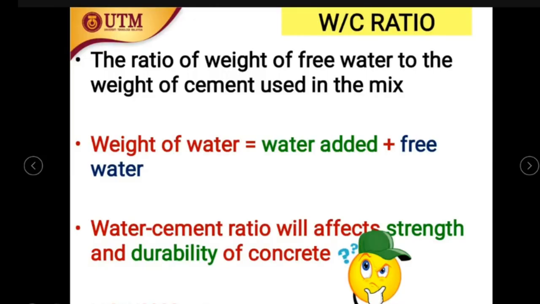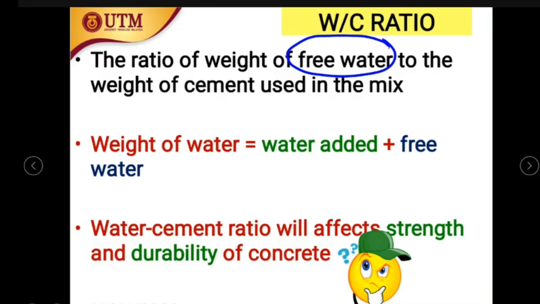Okay, right. So the WC ratio is one of the things that we have to know if we want to control a good quality of our concrete. WC ratio is what we call the water cement ratio, which is the ratio of the weight of free water to the weight of the cement used in the mix. Here we use the term free water, and we don't use the term normal water. It doesn't mean that we do not charge anything for the water. That is just the name, free water.